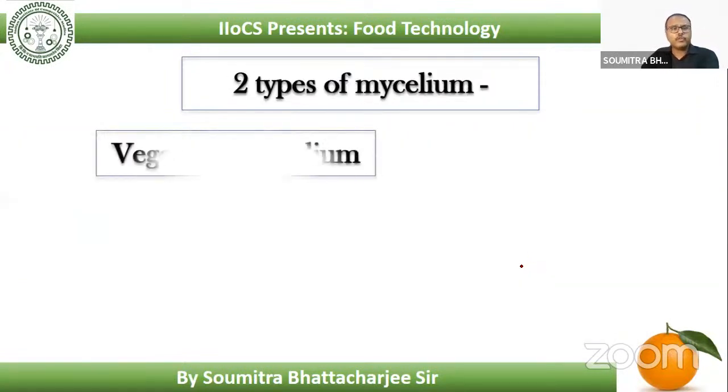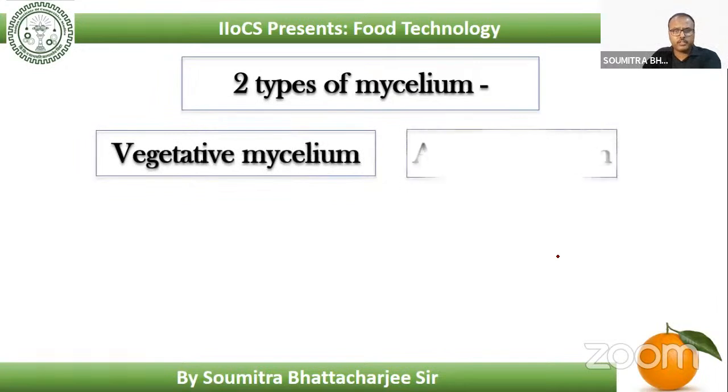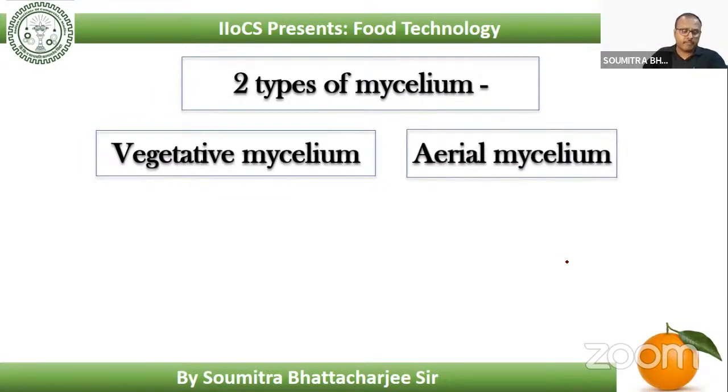Now they show two types of mycelium. One is the vegetative mycelium, and the other is the aerial mycelium. Aerial mycelium are specialized to disperse the spores, to throw their spores. And whenever we say vegetative, the word stands for the bodily part, somatic structures. So vegetative mycelium are the structures which lead to their complete body growth.